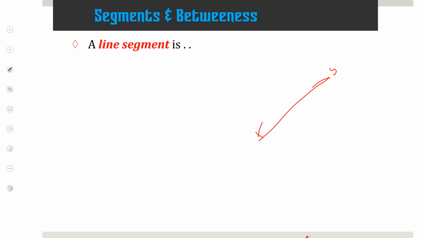So you could tell me how long that line segment is. Right. All you need is a ruler, right? Okay. Could you tell me how long a line is? No, it goes on forever and ever. Infinity is not a number, so the answer is no. Good. So a line segment is a section of a line connecting 2 points.